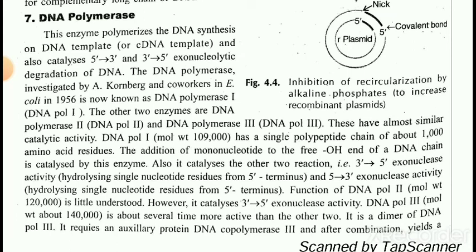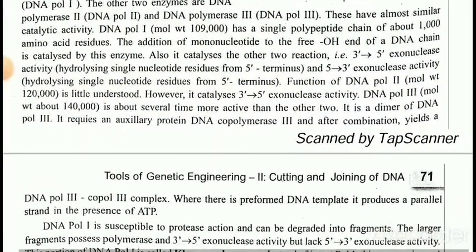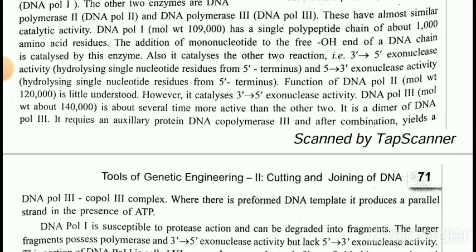Function of DNA Pol 2, molecular weight 120,000, is little understood. However, it catalyses 5' to 3' exonuclease activity. DNA Pol 3, molecular weight about 140,000, is about several times more active than the other two. It is a dimer of DNA Pol 3. It requires an auxiliary protein, DNA copolymerase 3, and after combination yields a DNA Pol 3 copol 3 complex. Where there is a preformed DNA template, it produces a parallel strand in the presence of ATP.